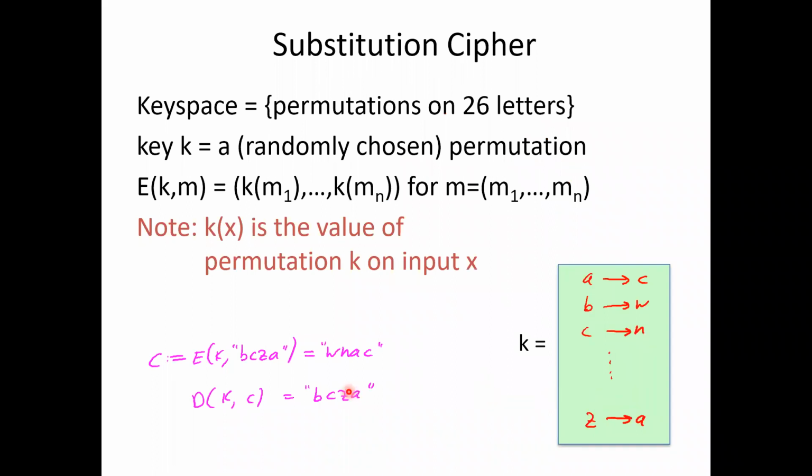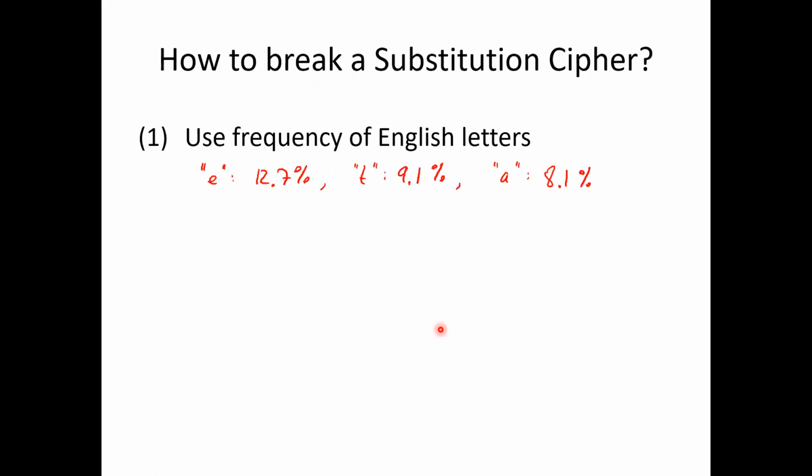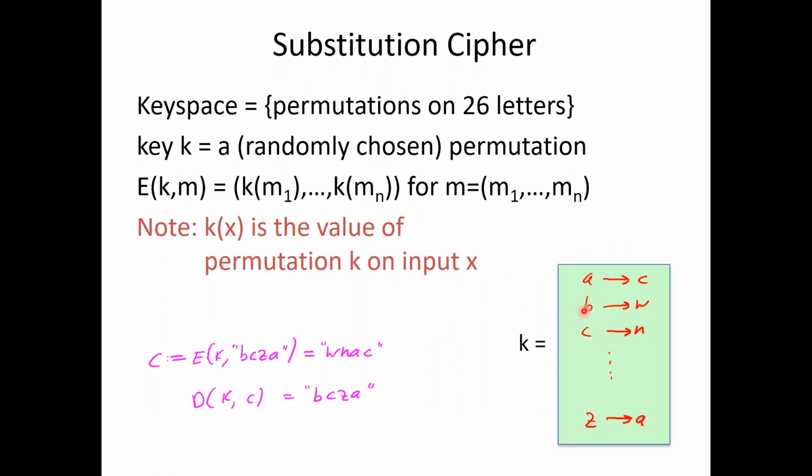So here the search space is no longer so tiny, because the key is not just 26 possibilities, there's 26 factorial possibilities, right? Because how many reorderings of 26 letters are there? It is 26 factorial: 26 possibilities for this, 25 for that, 24 for that. And 26 factorial is a large number, so you cannot brute force search it.